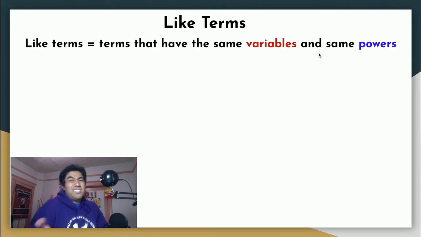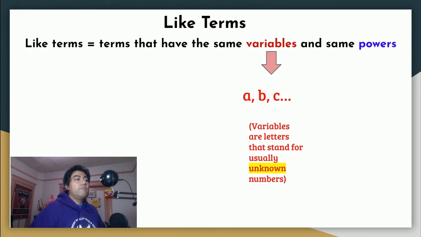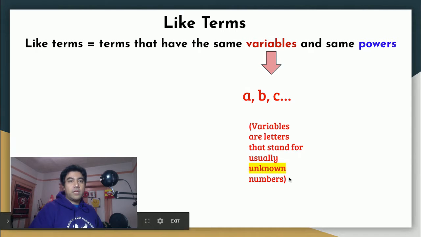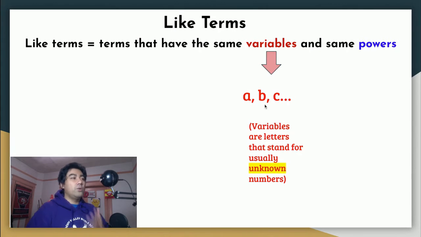Now let's take a look at what variables are. Variables look like letters such as A, B, and C, and variables are letters that stand for, or represent, usually unknown numbers. For example, we don't know what A is until somebody tells us what A is. We don't know what B is until somebody tells us what B is. That's why variables are unknown numbers.